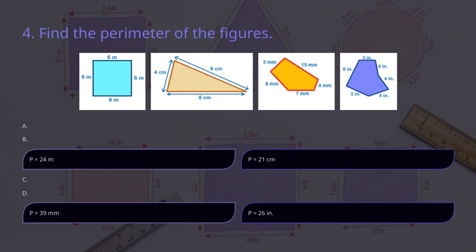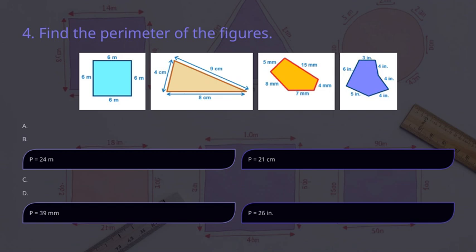All right, let's take a look at slide 6. Today, we're focusing on finding the perimeter of different figures. As you can see, there are several examples labeled A through D. For figure A, the perimeter is not given, but based on the measurements and shape, you can practice calculating it by adding up all the side lengths. Moving to figure B, the perimeter is 24 meters. That's straightforward. You just add all the sides, and in this case, it totals 24 meters.